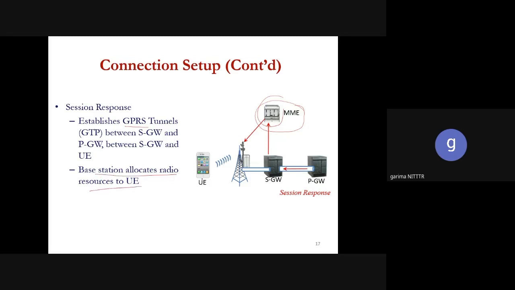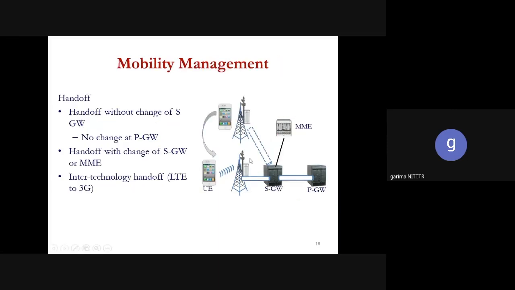Accordingly, after the response, the base station will allocate the radio resource to the user equipment, because when it gets the response from the serving gateway, it will allocate a particular resource, block or element to the user to transmit. So this is our connection setup.